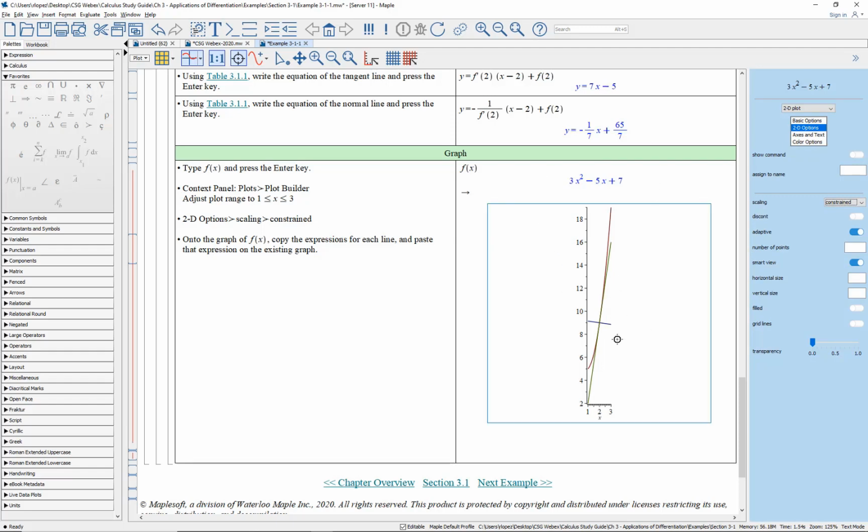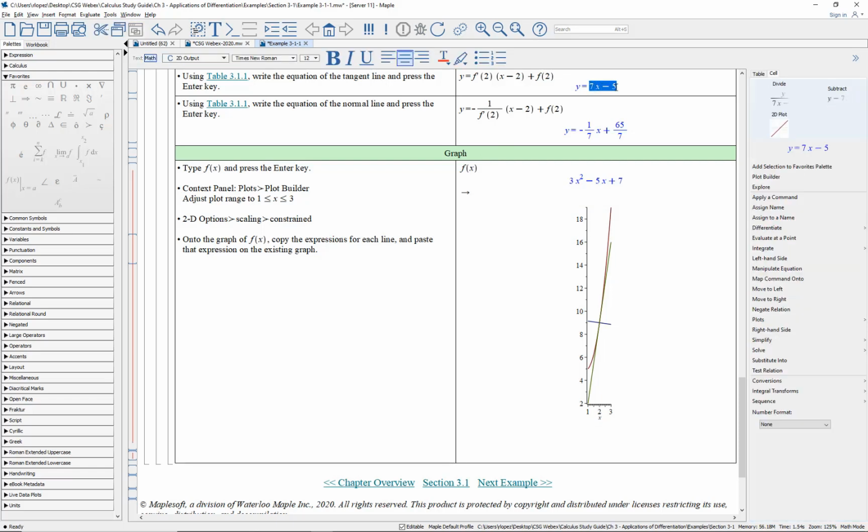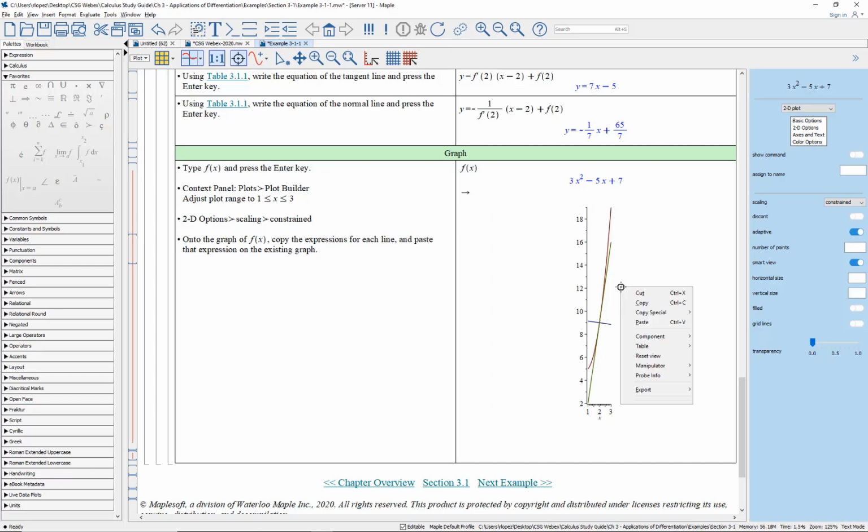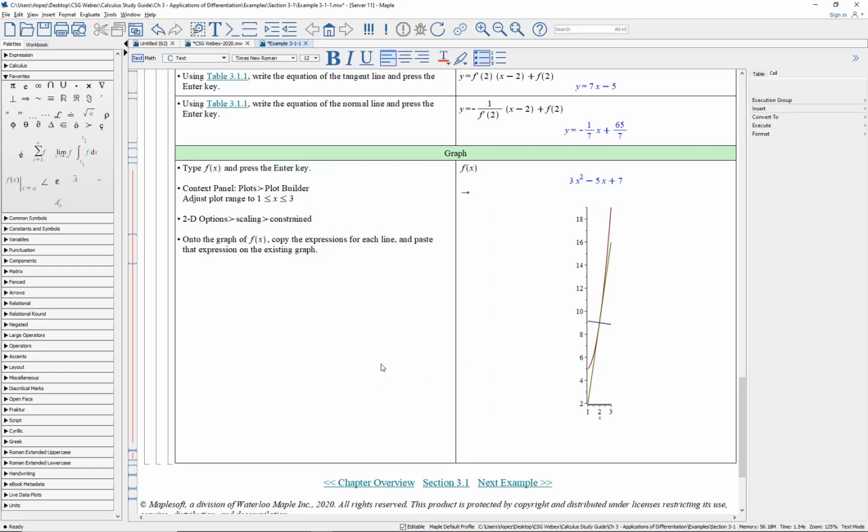Then to get the equation of the lines down onto this graph, what you do is you copy the rule. So you do a copy, Control C, and you come down here and you do a paste, and it adds the graph of that expression to the existing graph. You did it for the tangent line, you do it for the normal line, and you can construct this graph interactively.